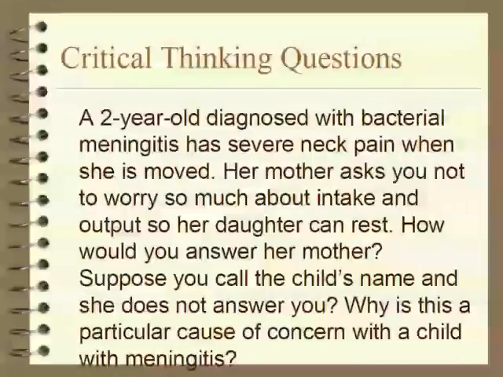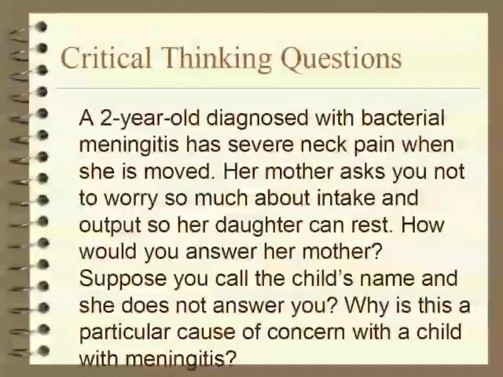But measuring I&O is very important in our plan of care for a child with meningitis, because we may see as a complication with this disease either overstimulation or understimulation of the pituitary gland. So we may either get an overproduction or underproduction of antidiuretic hormone. So monitoring the child's I's and O's is very important.